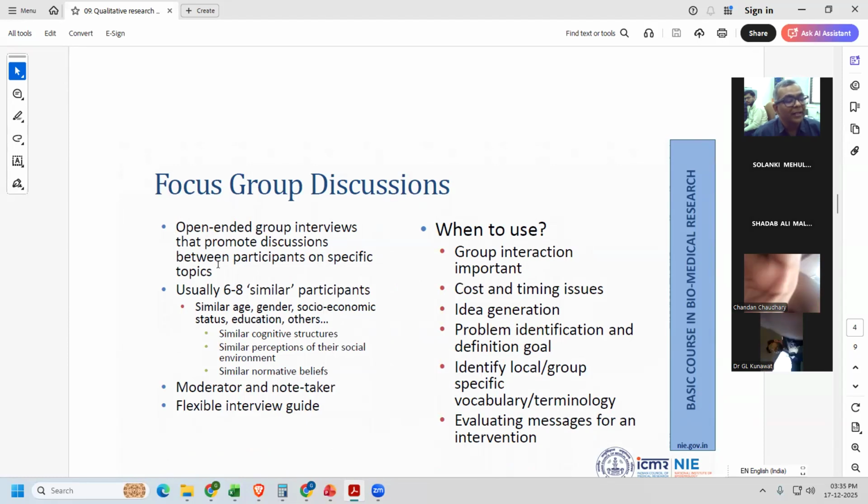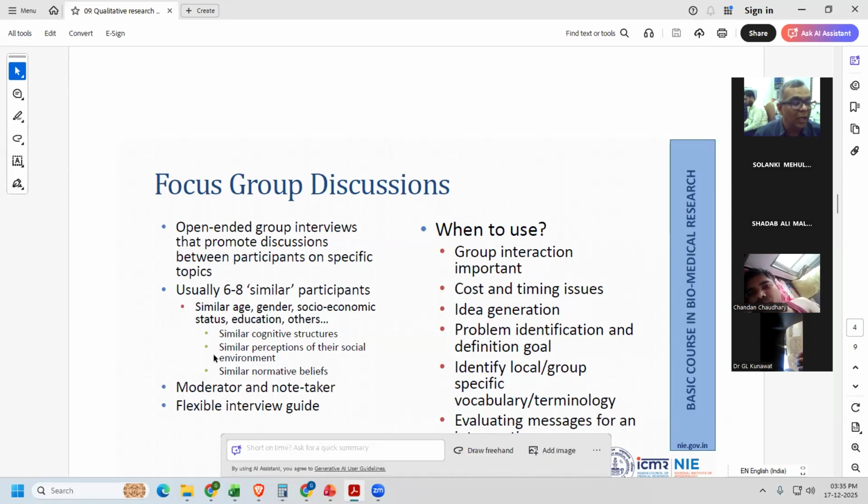So it is usually done with 6 to 8 similar participants. Similar means similar in age, gender, socioeconomic status, education, and others. Okay, and they have a similar cognitive structure, similar perception of their social environment, and similar normative beliefs.